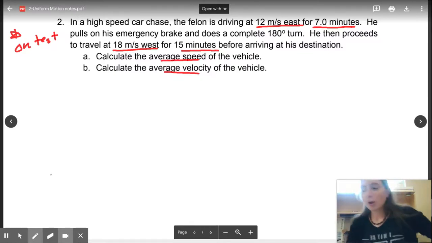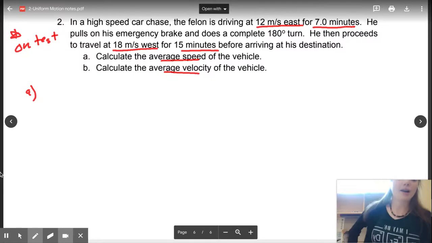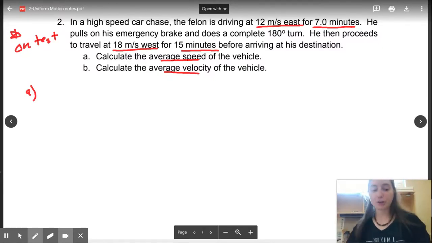Okay. Well, we have a bit of an issue here, ladies and gentlemen. I've given you speed and I've given you time for 2 different stretches of motion. And if I want average speed, I want total distance over total time. So what do we have to do? How are we going to approach this? If you said calculate distance first, you are correct. So we're going to start with A. Now we can use some of our calculations for A and B. So we're going to do that.